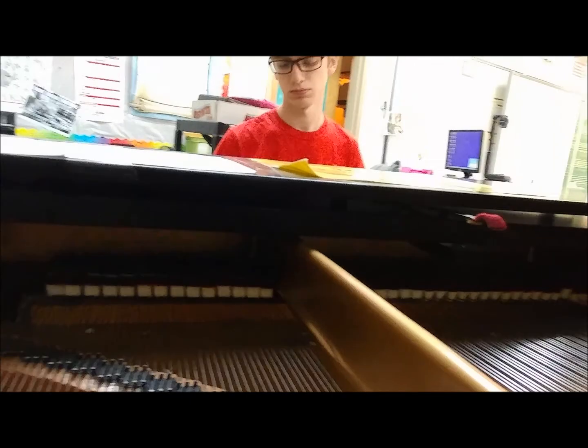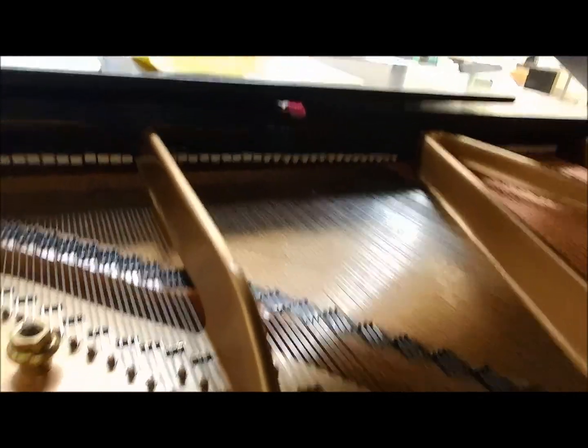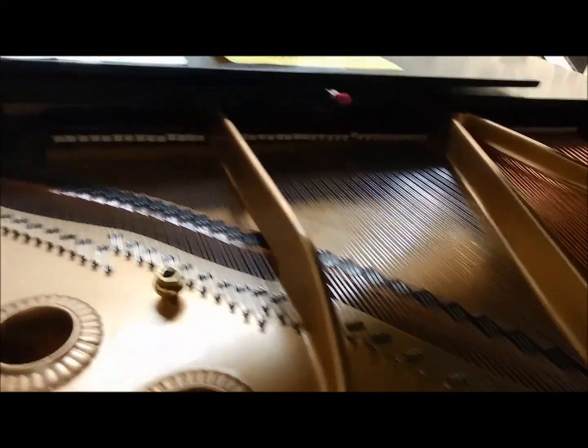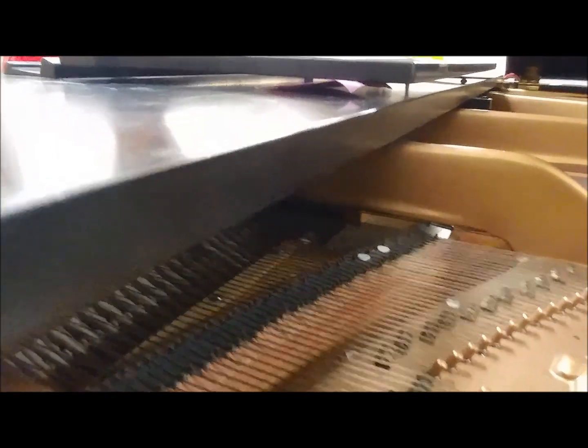For precise tunings, many piano tuners can adjust the tension inside of the strings. The tighter the tension will create higher pitches, and less tension will create lower pitch. These can all be demonstrated by the equation f_0 = (1 / 2L) times the square root of the stress times the tissue density.